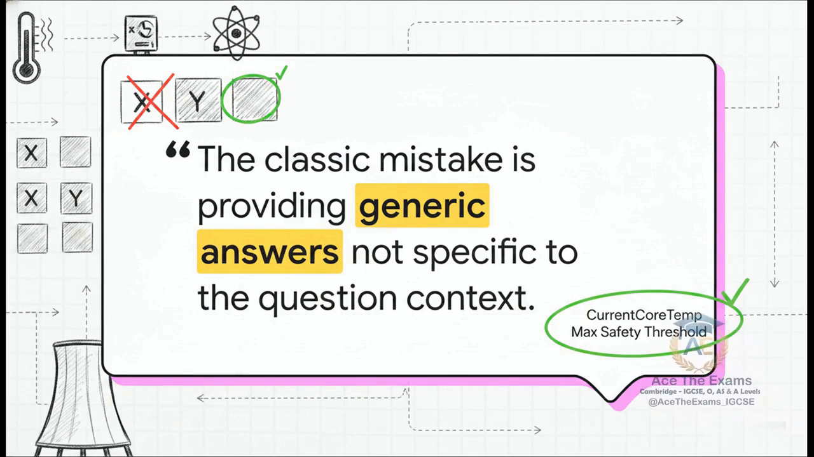Let me give you a highly specific computer science example. Say the exam asks you to design pseudocode for a temperature sensor in a nuclear reactor. If you just write a generic while loop using abstract variables like x and y, you are going to lose marks. You must use contextual identifiers. Your variables should be named things like current core temp or max safety threshold. The examiner desperately wants to see that you aren't just reciting memorized code from a textbook, but that you are actively engineering a solution for the specific scenario they gave you.